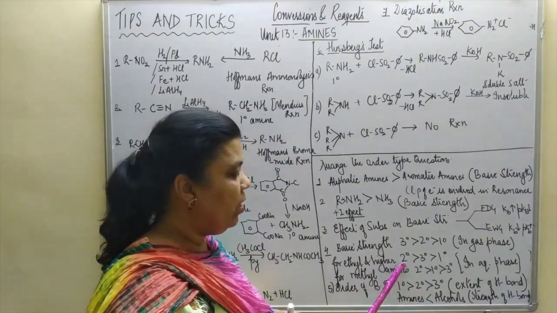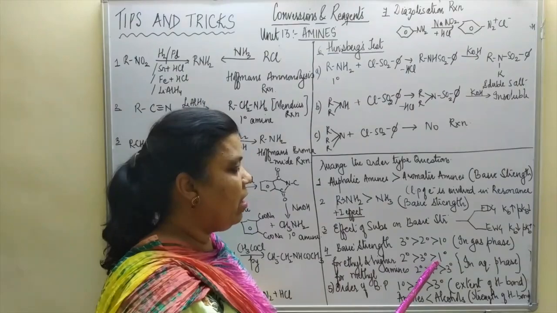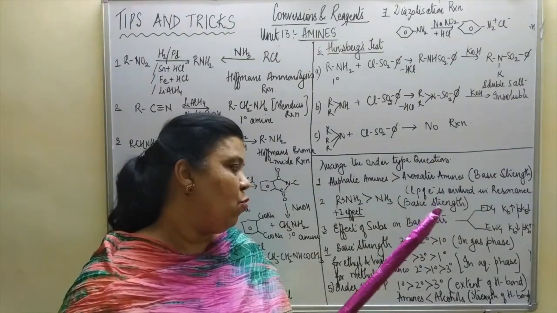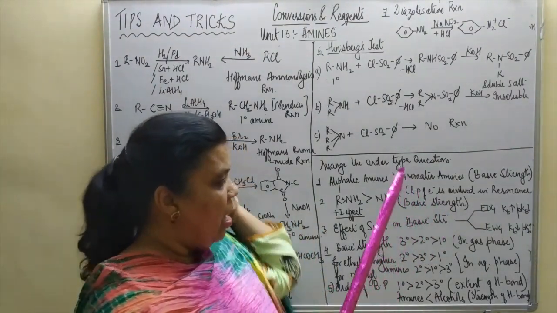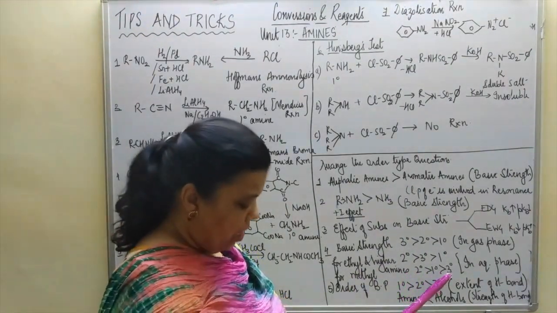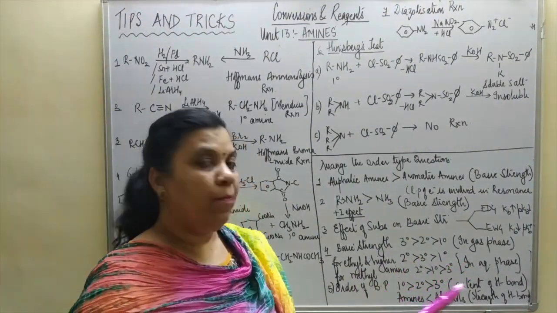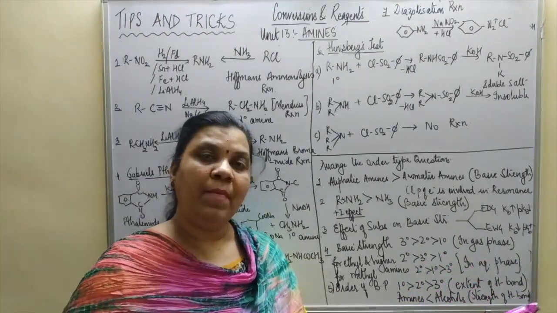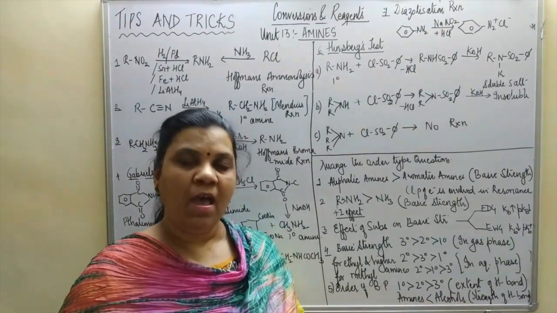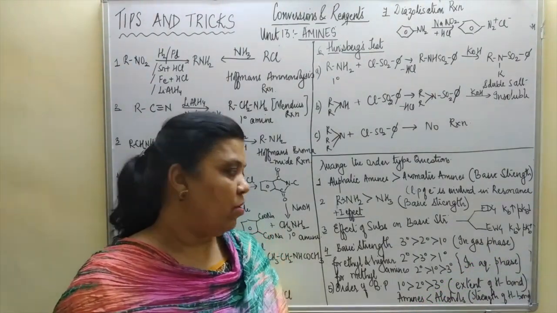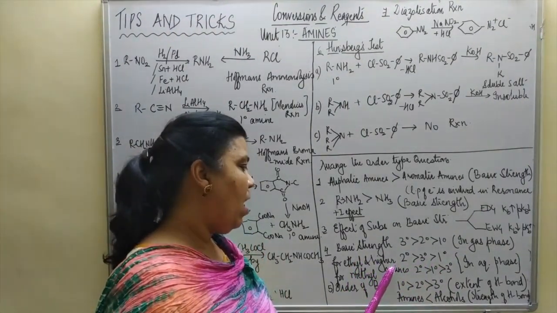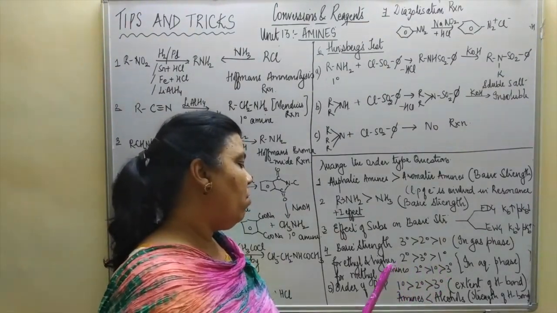The order is 2 degree more basic than 3 degree than 1 degree in case of ethyl and higher amines. 2 degree is more basic than 3 degree than 1 degree in aqueous phase for ethyl amines, but 2 degree is more basic than 1 degree than 3 degree in aqueous phase for methyl amines. This order can be explained on the basis of 3 factors: inductive effect, steric factor, and solvation effect, which gives the cumulative order 2, 3, 1 for ethyl and higher amines and 2, 1, 3 for methyl amines.